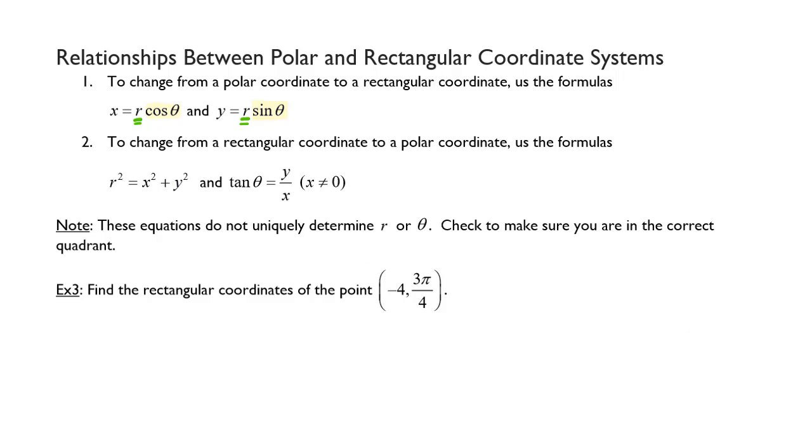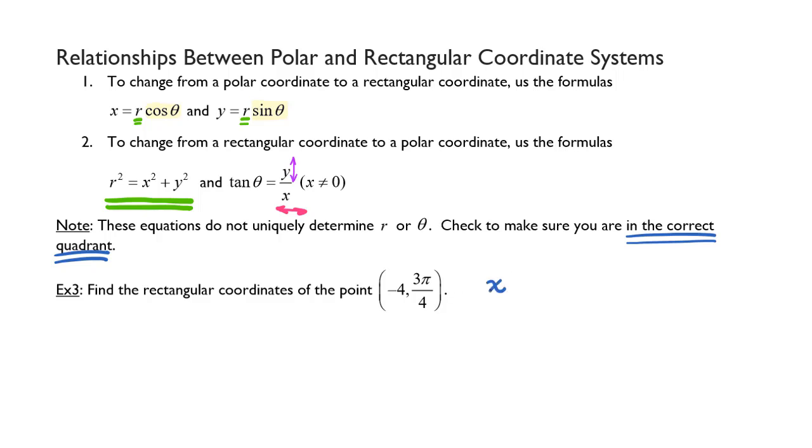The more difficult one is to change from a rectangular coordinate to a polar coordinate, but we still can do that. It just takes slightly more complicated formulas. But they're formulas you've seen already. The Pythagorean theorem, r squared equals x squared plus y squared, and tangent of theta equals y over x. Now you can think of y over x as like rise over run. Kind of gives us a slope, which can be related to the tangent line. It will even be more obvious when you get to calculus. These equations don't uniquely determine r or theta, because you do have to check to make sure you're in the correct quadrant.